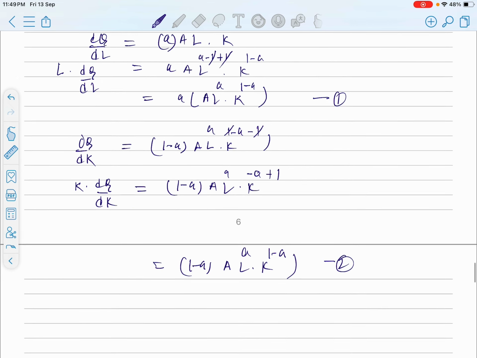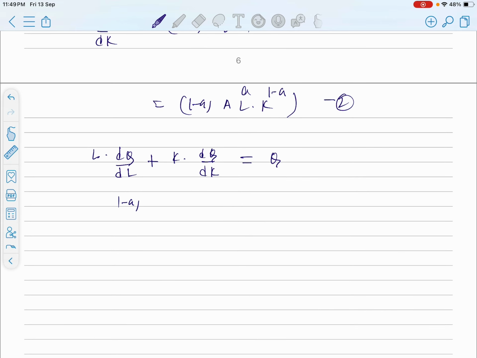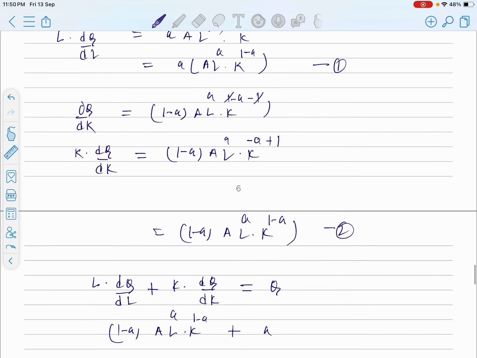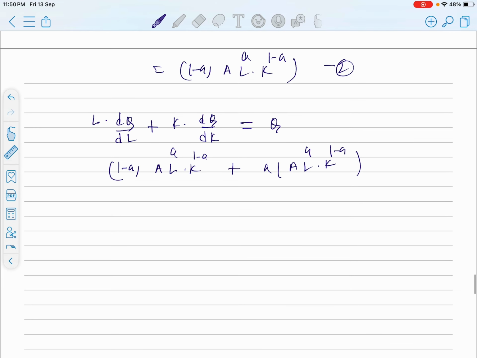Now we need to add both equations. This is equation number 2, and earlier it was equation number 1. Adding both equations, it will be like this: L times the differentiation with respect to L plus K times the differentiation with respect to K must be equal to Q. Adding equations 1 and 2, we can see the main difference between these two is alpha and 1 minus alpha. After simplifying, we add both of these.